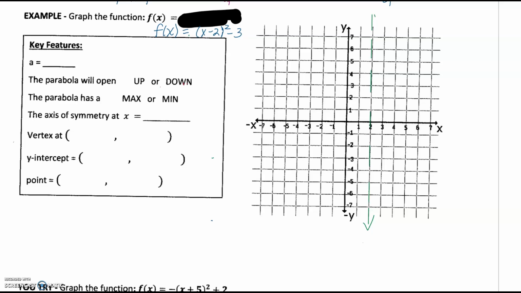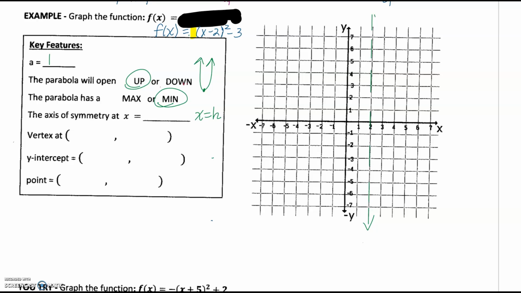It says to identify a first. Well, a is what's in front of the parentheses. What's there? You might say nothing, but nothing means an understood 1. So a equals 1. That determines that it's positive and our parabola opens up. Our parabola opens up, that means the lowest point, the vertex, will be the minimum point. So we've identified 3 things already. The axis of symmetry, we're going to skip for a minute. That's going to be x equals h. And once we find the vertex, it's easy to plug in.